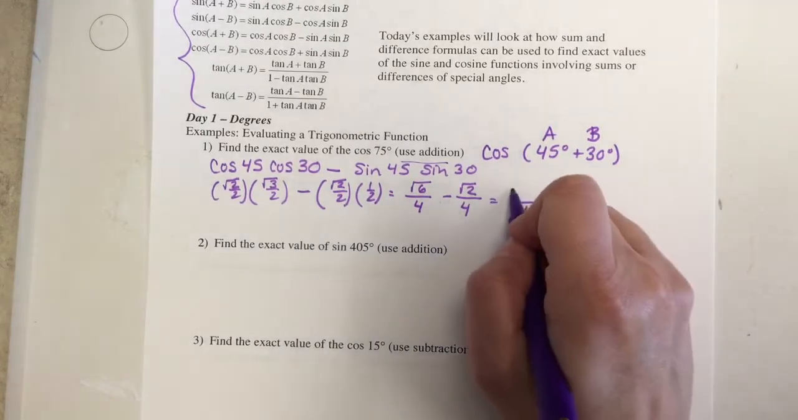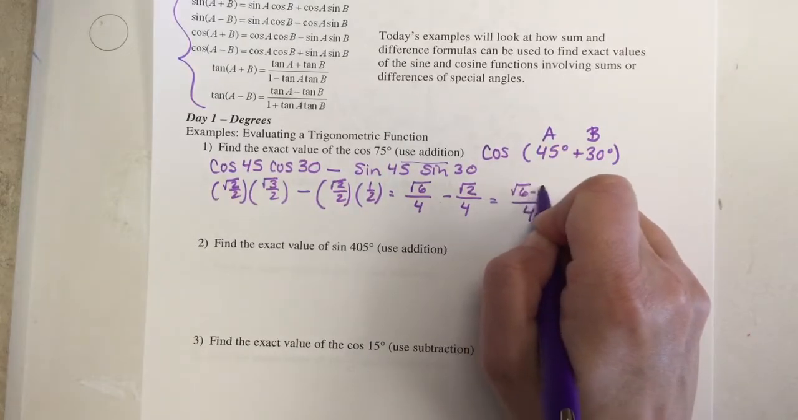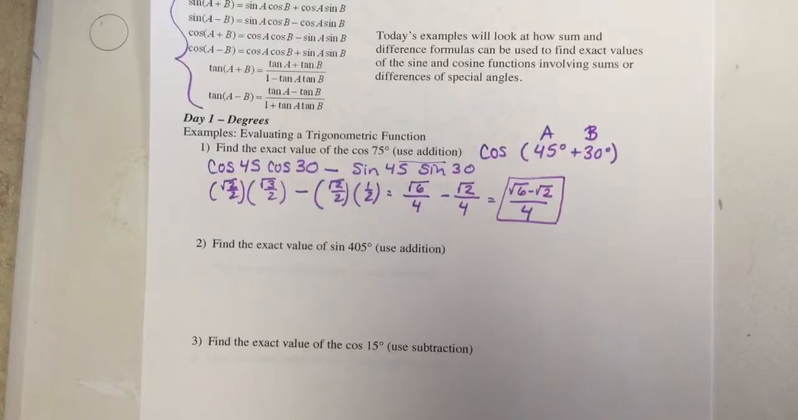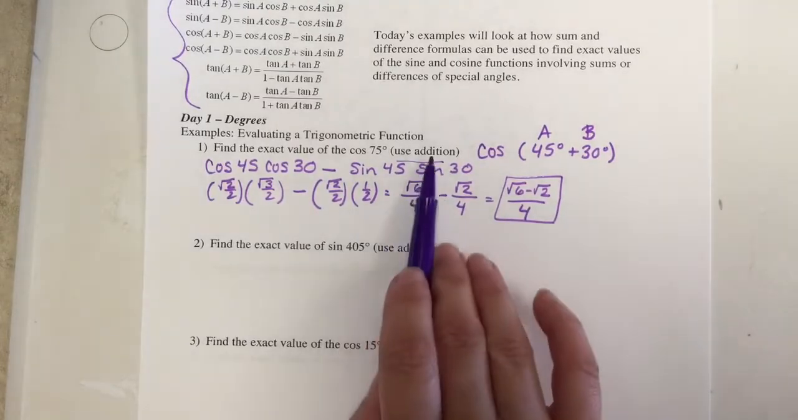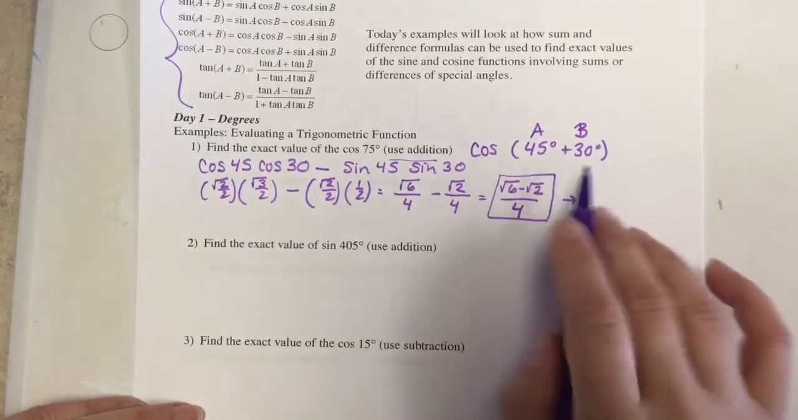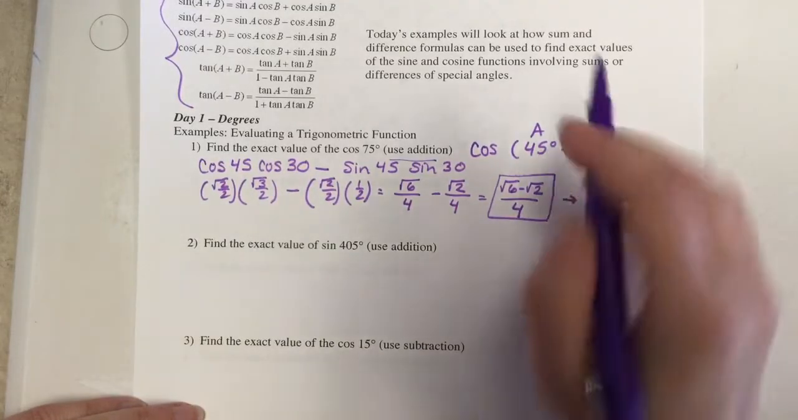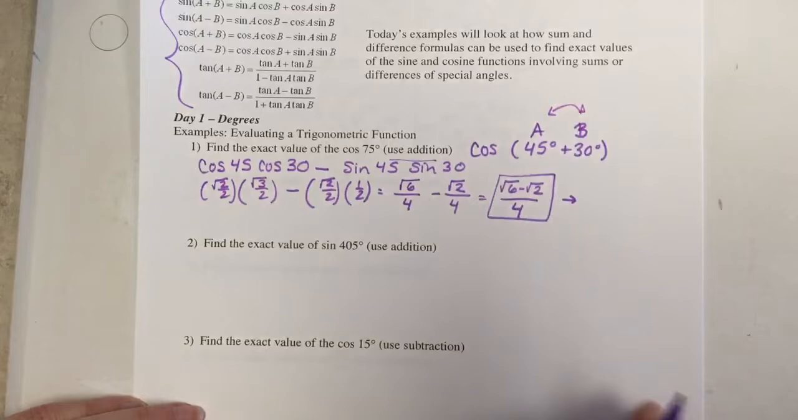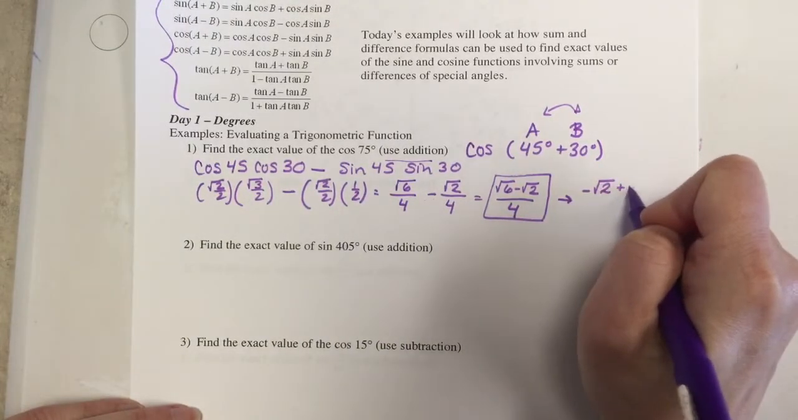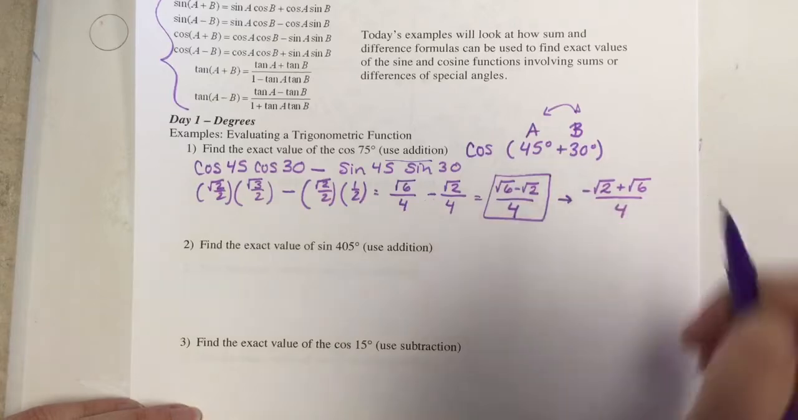So what you have for your answer is the square root of 6 minus the square root of 2, all over 4. Now remember, I said since we are doing addition and addition is commutative, had I had 30 plus 45, if I would have switched those two, my answer would have been negative square root of 2 plus the square root of 6 over 4.